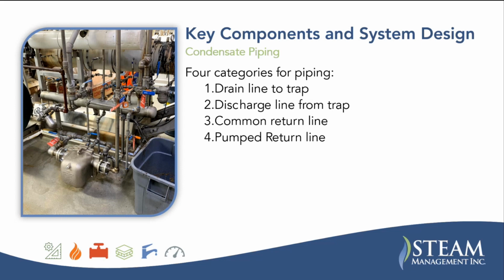Condensate piping. So there's four main categories for piping. There's a drain line to the trap, so that would be either from the heat exchanger or from the drip leg to the trap. Then you have your discharge line from the trap. Then you have a common return line, where several trap discharge lines collect together. And then a pumped return line would be if all those discharge lines go into a collection tank. Downstream of that, you have a pump set, and the pump discharge would be the pumped return line. And all those require different design considerations due to different pressures and temperatures, as well as flash steam percentages.